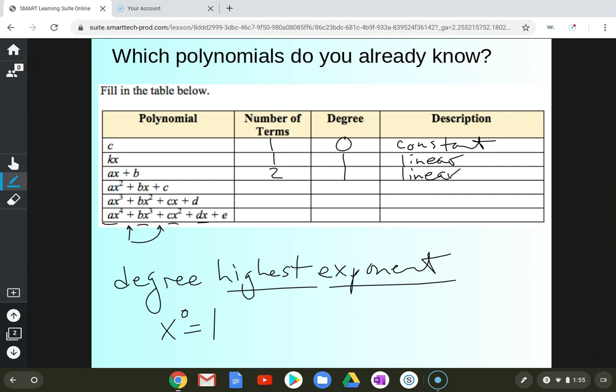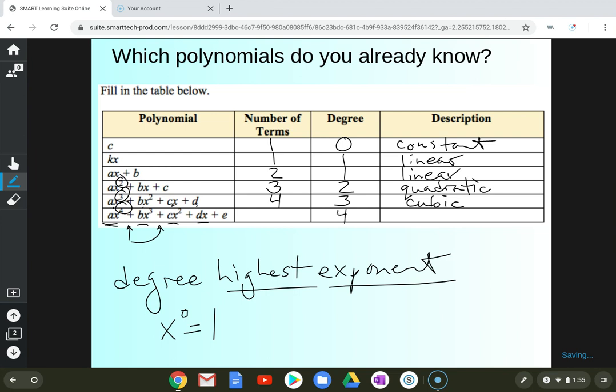This next type is a trinomial, it has 3 terms. The highest exponent is 2, which means the degree is 2, and it makes this function quadratic. So a function of degree 2 is quadratic. The next function has 1, 2, 3, 4 terms. The degree is 3, the highest exponent is 3, and that makes this function cubic. And the last one, they keep going, but the highest one that we're going to talk about, at least today, is a 4th degree function. So our degree is 4.